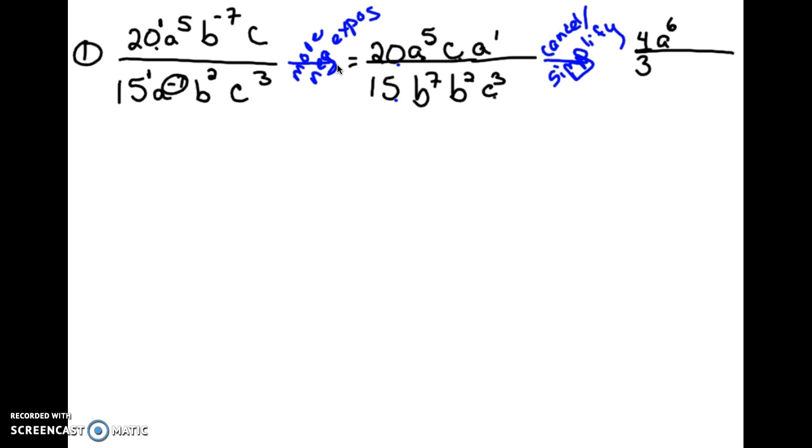Oh, but there's also a c in the bottom. So those will cancel. We'll have c squared in the bottom. And then still down in the denominator, we'll add those powers together. So 7 plus 2 gives us 9. And that's our answer.